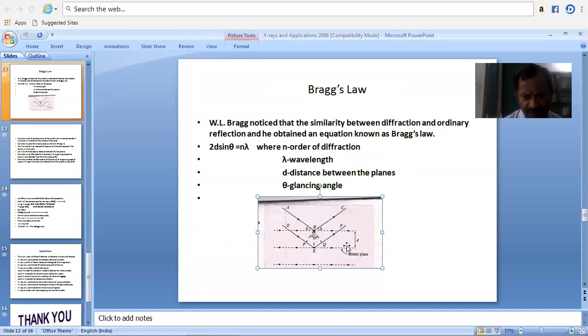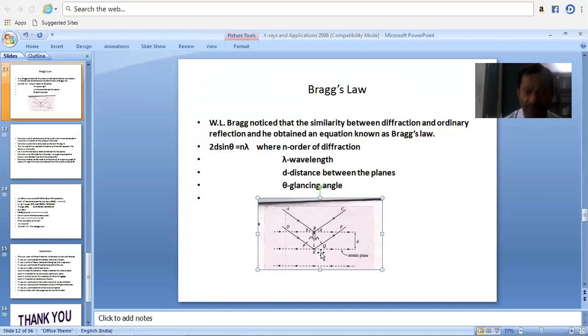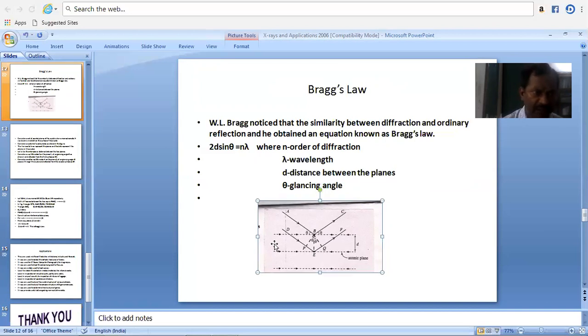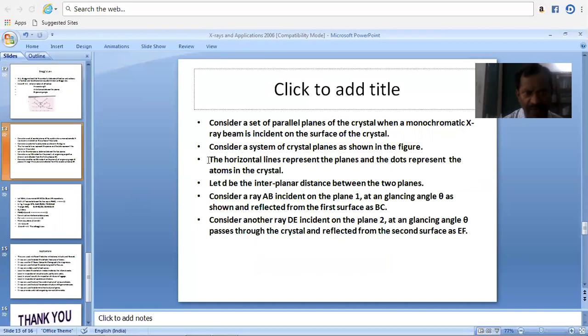The distance between the two planes is d, and the path difference is PE plus EQ. Path difference is d sin theta: d is the distance between the two planes, and sin theta is opposite by hypotenuse, so d sin theta. Here also, for EQ, the path difference is d sin theta. d sin theta plus d sin theta equals 2d sin theta. That I will explain here.